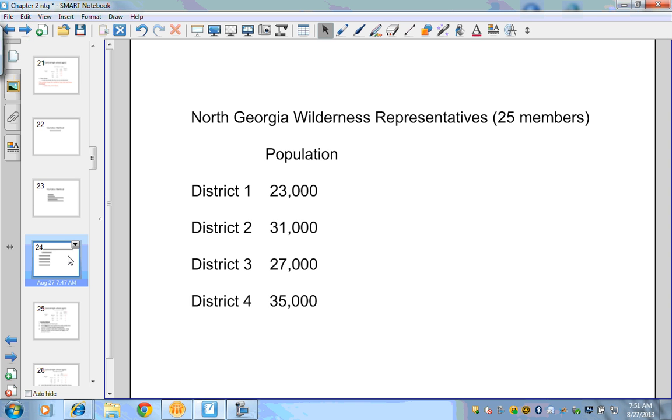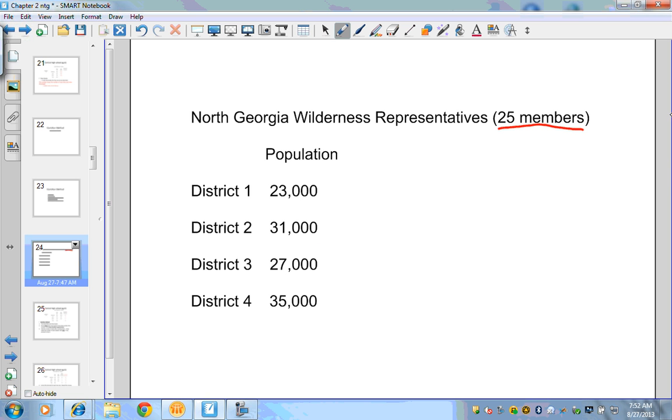We have a problem here where we have North Georgia Wilderness Representatives. There's 25 members, and there's 4 districts that make up this area of North Georgia that this representative party makes up. So there's 25 members, and every year they have to assign new representatives. Okay, so what are things that we need to highlight? First off is the 25 members. Notice that each district has a different population. All right, things to just take into account.